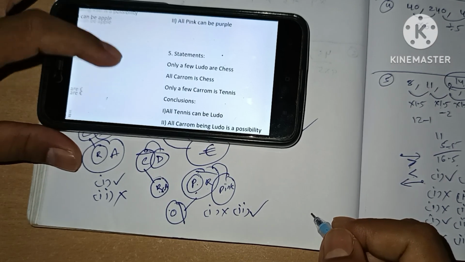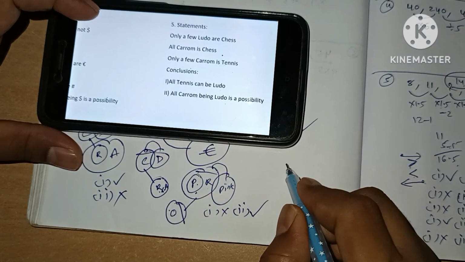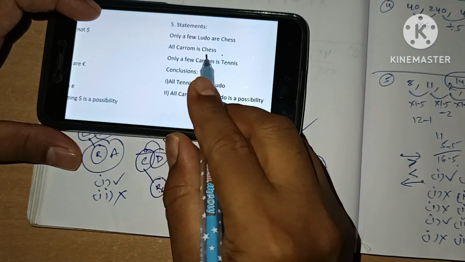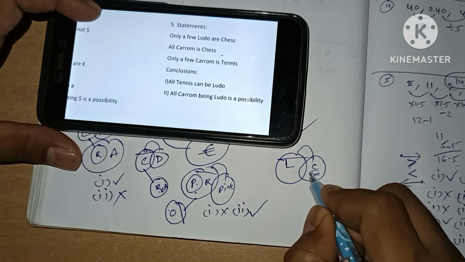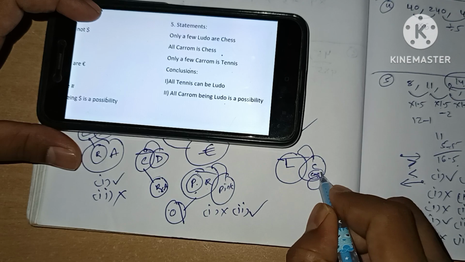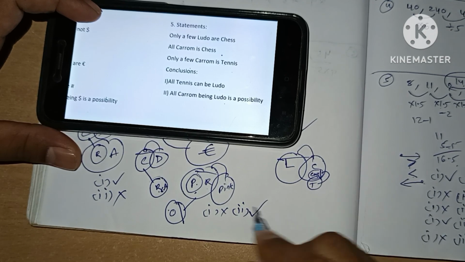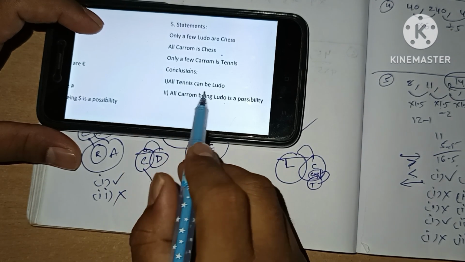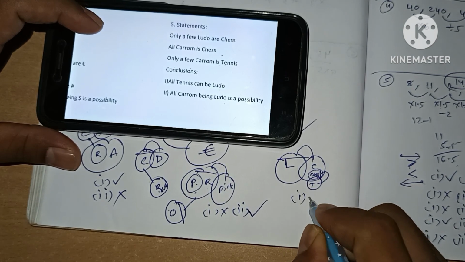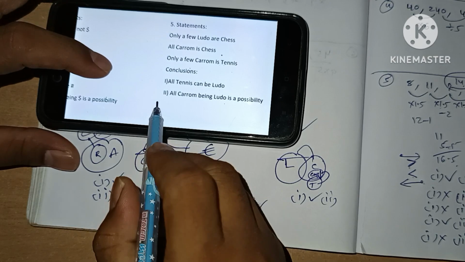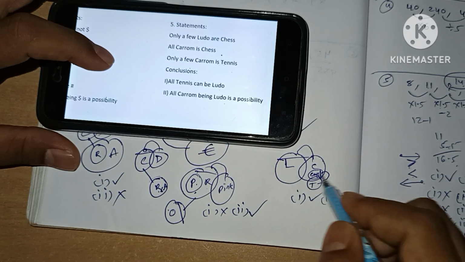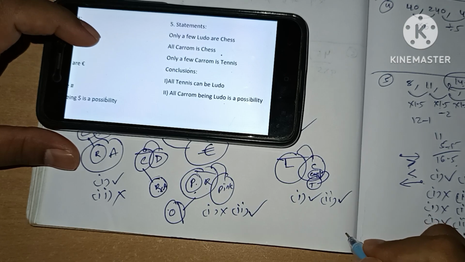Now we are going to see the fifth question. Only a few Ludo is chess. All caroms is chess, so caroms is inside chess. Only a few caroms is tennis. All tennis can be Ludo. All tennis can be placed inside Ludo. Is it possible? Yes. First one is true. Second one, all caroms being Ludo is a possibility. All caroms can be placed inside Ludo as it is possible. So the second one is also true.